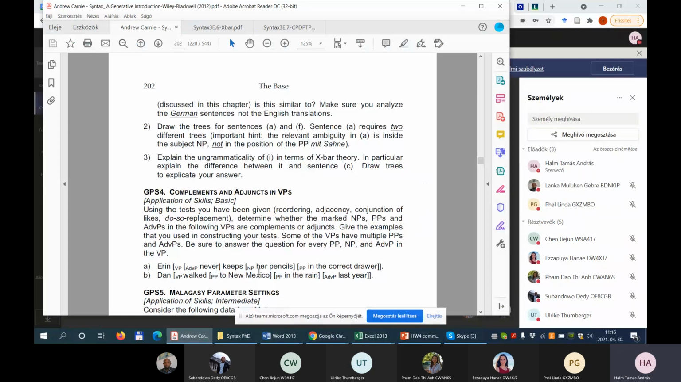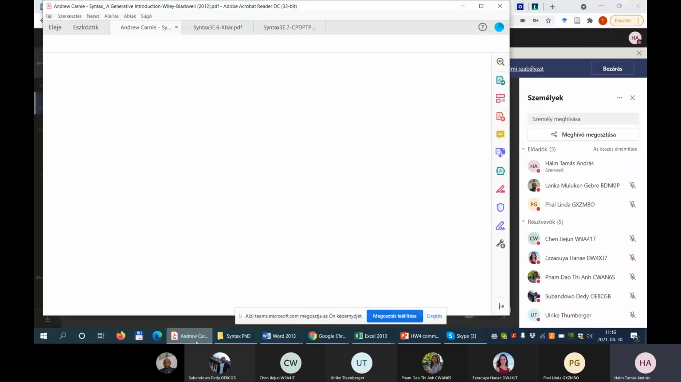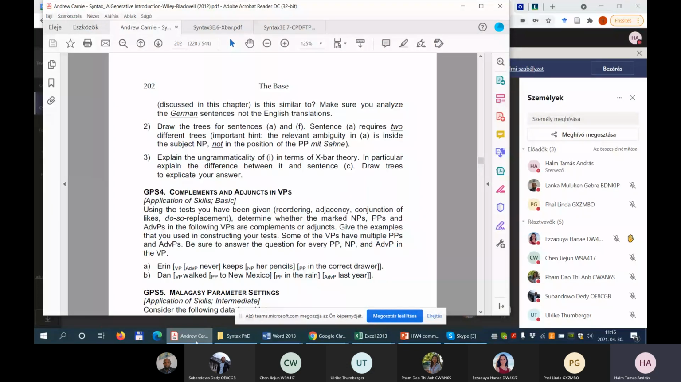Okay, so then, walked to New Mexico in the rain last year. Hannah, please. I said that to New Mexico is the complement, and in the rain is an adjunct, as well as last year, because we can actually reorder the two last phrases. We can say last year in the rain, and we can also use a conjunction and say in the rain and last year. That's right. I agree with this.